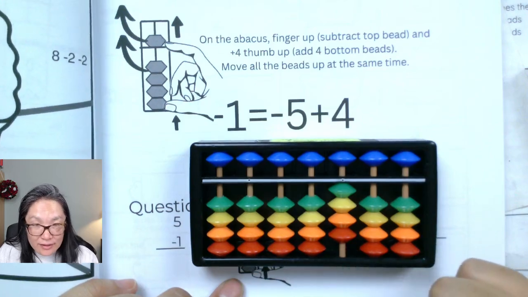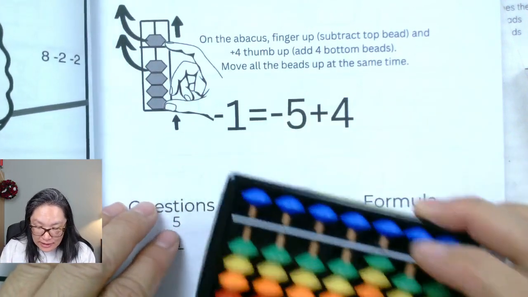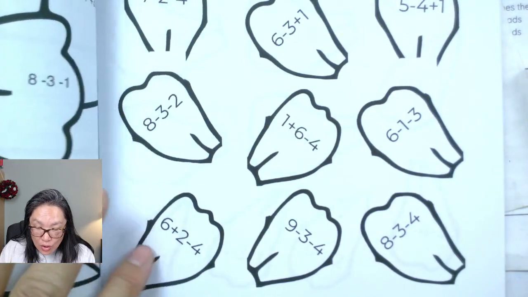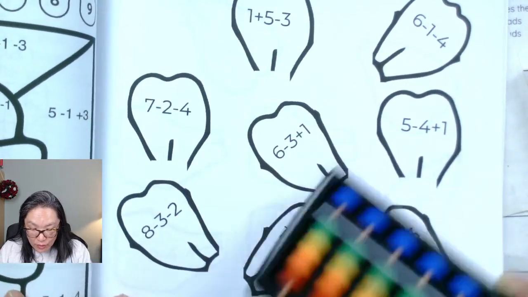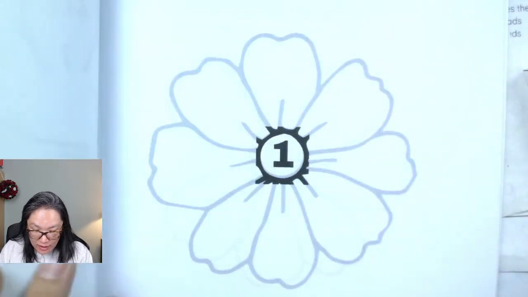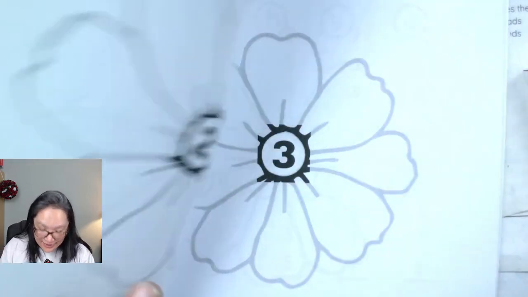There's only one question. That's as far as it goes. And that's it. And then the rest is activities. So we have tic-tac-toe, we have the petal puzzles, where you find the petals, and then you answer it, and then you cut it out, and then you put it on the flower bud.